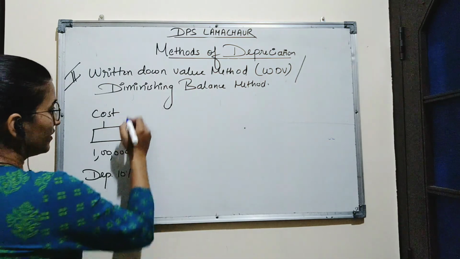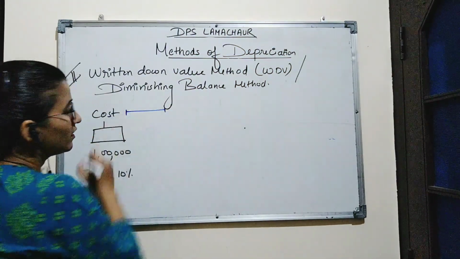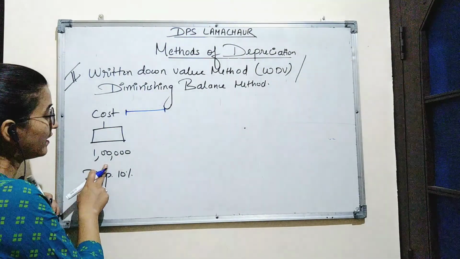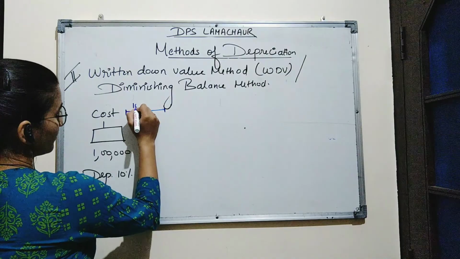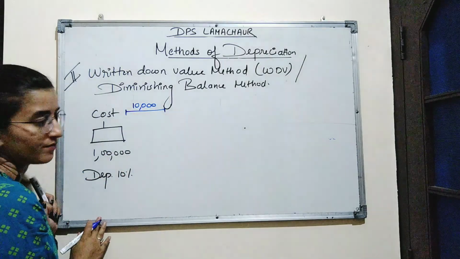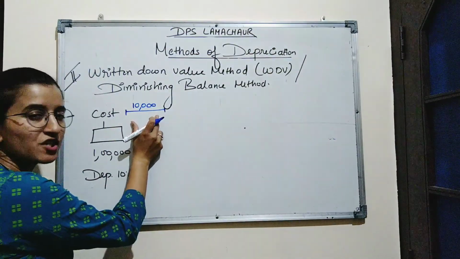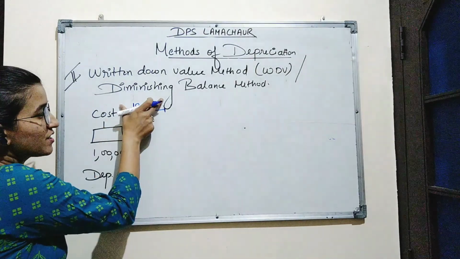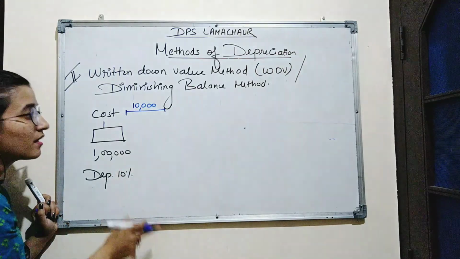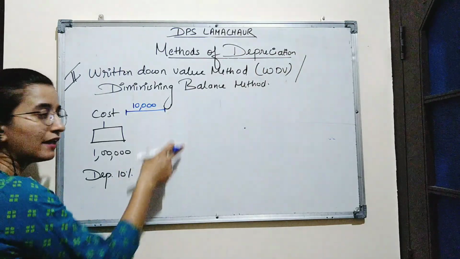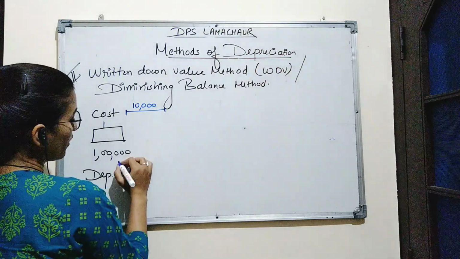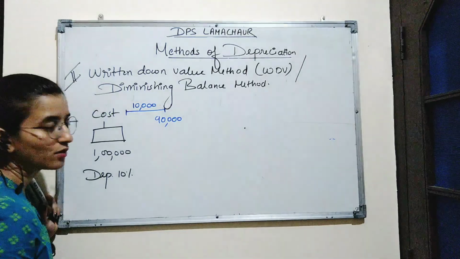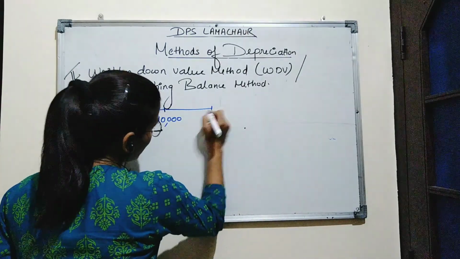So in the first year, the depreciation amount will be 10% of 1 lakh, which is 10,000. So the first year depreciation amount is 10,000. Now the cost of machinery is 1 lakh and depreciation amount is 10,000. That means the value of machinery at the end of first year will be 1 lakh minus 10,000, which is 90,000.